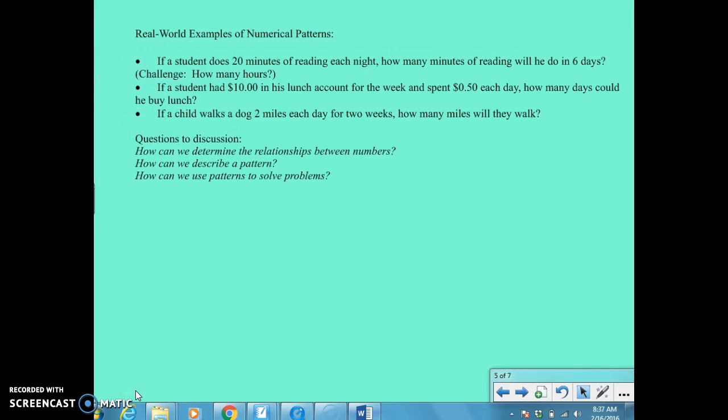So what you just heard was a real-world example of how someone might use a table to figure out the pattern in a sequence, to figure out what to do next. So we're going to look at a couple that are on the board right here.